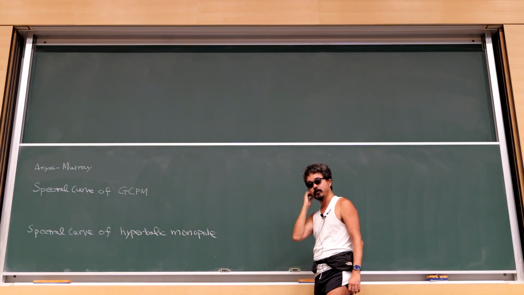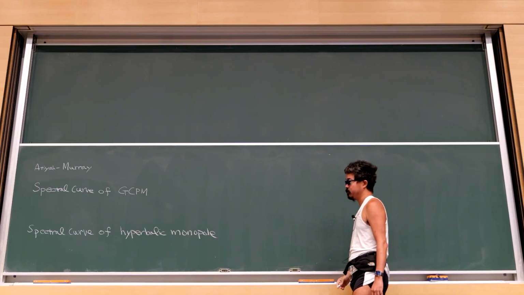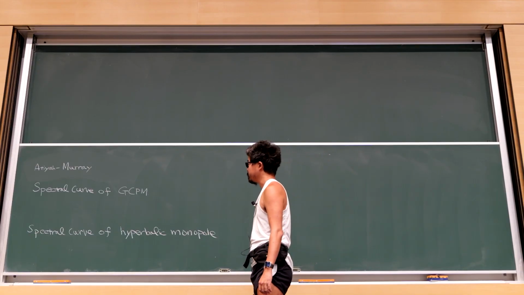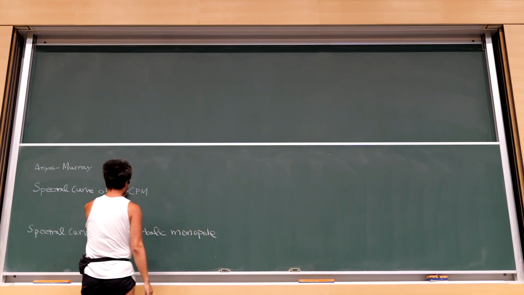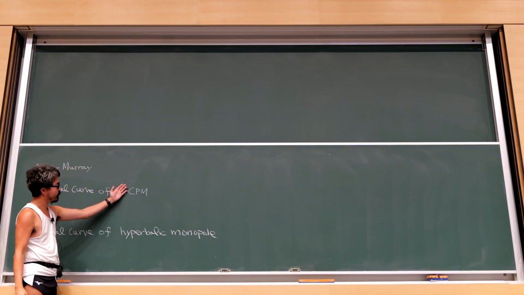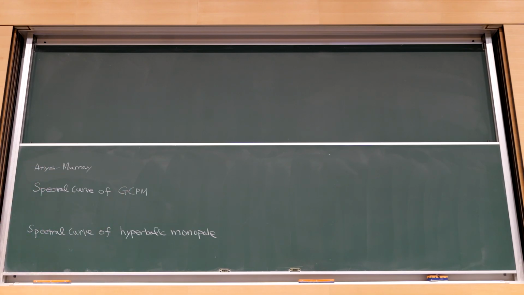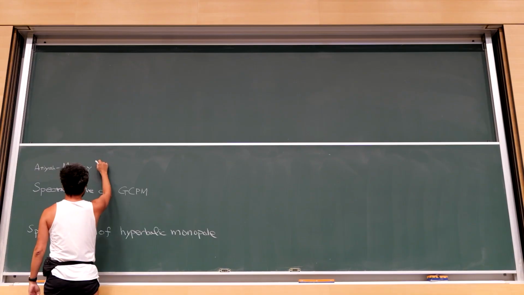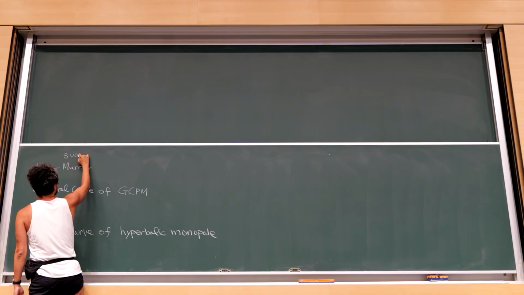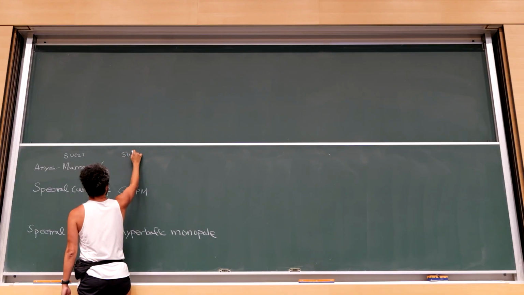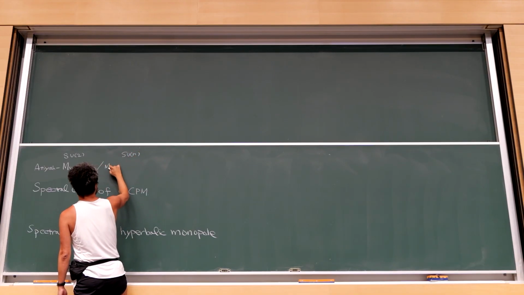The Atiyah-Murray case was n equal to 2, the original chiral Potts model, and I'm stating it for the generalized version. So this is the SU(2) case, and the SU(N) case is our work.